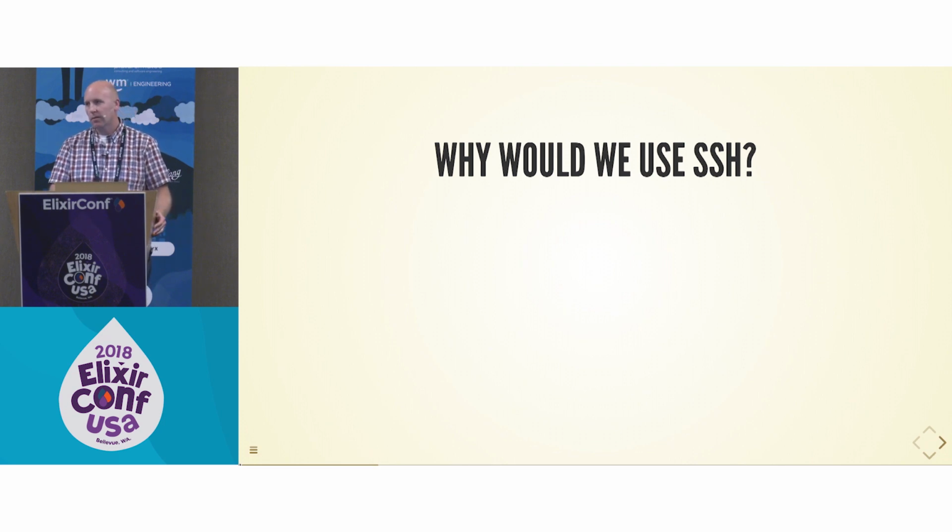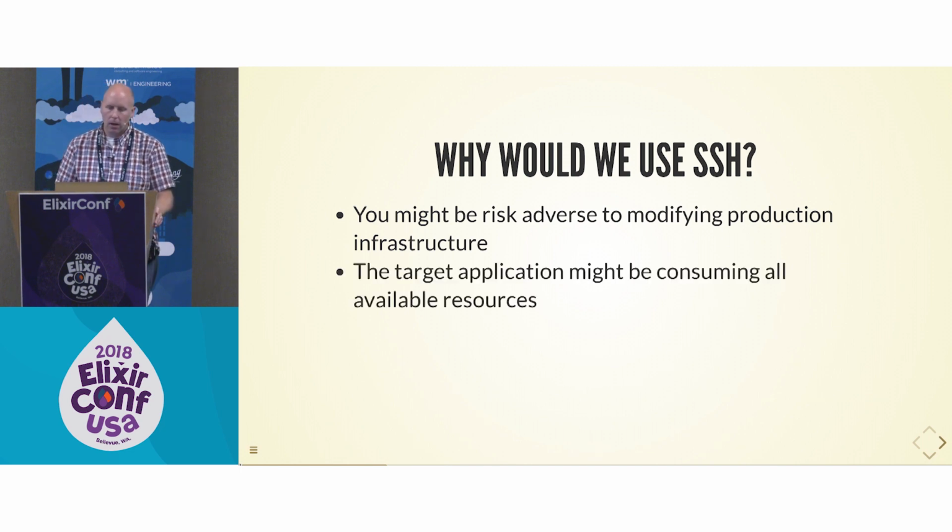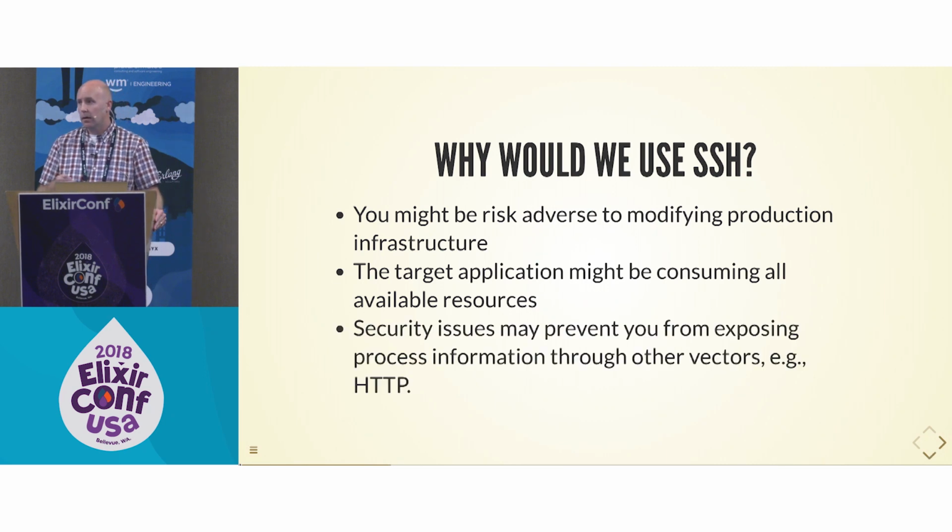So why would we want to use SSH? Well, on top of already having that vector to use, it might be a risk to modify production infrastructure, right? You don't want to touch it. Some people get into that position. The target application might be consuming all the resources available on that instance, so putting an agent on that instance might not work because it's already starved for resources. And you also may have security issues that prevent you from exposing process information through other means like HTTP, something like that.